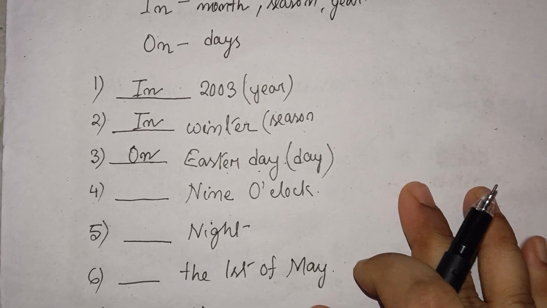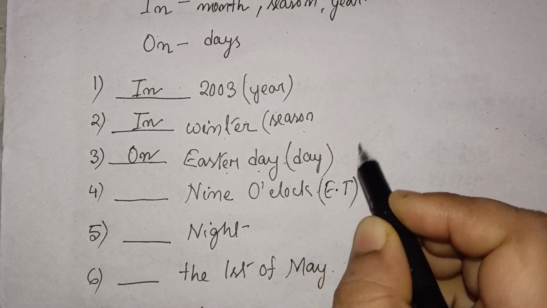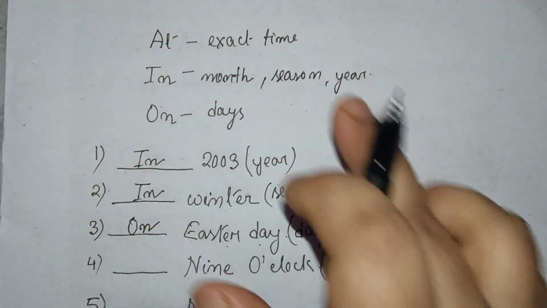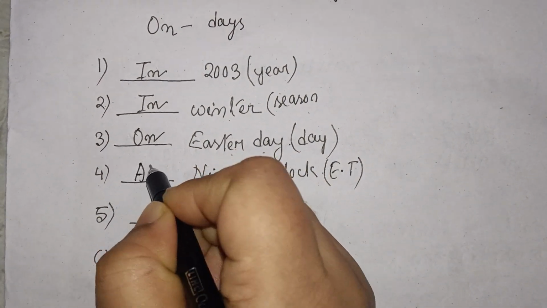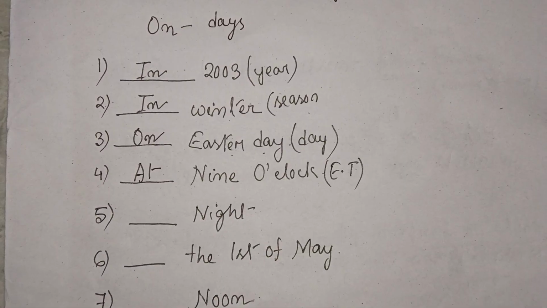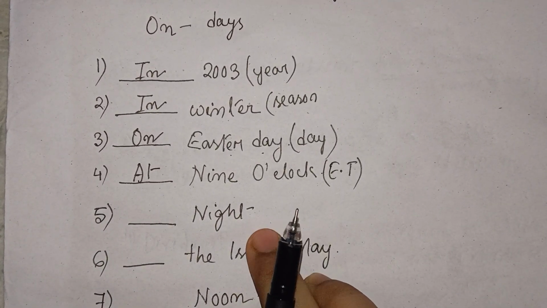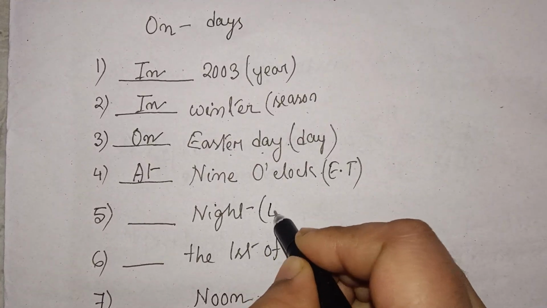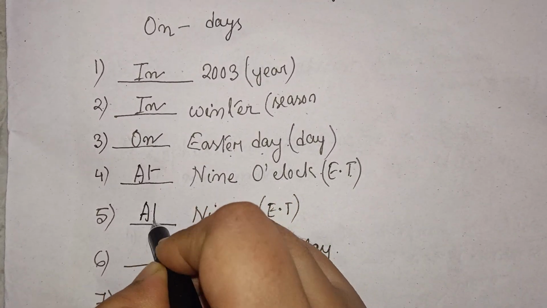9 o'clock means exact time. Exact time. So when we talk about exact time, we use at. Night dash night. We are talking about exact time. So when it is about exact time, we use at.